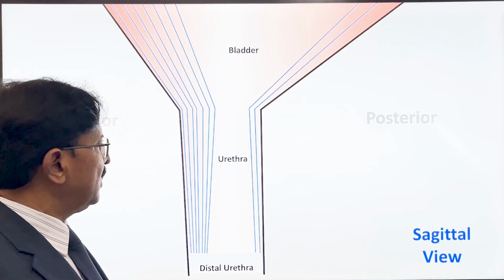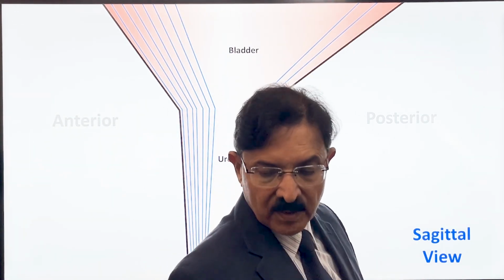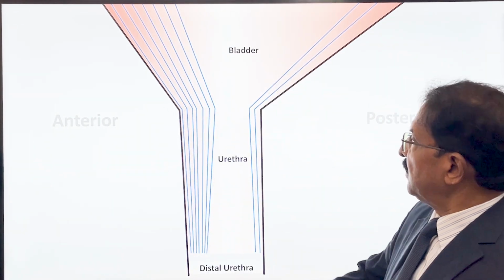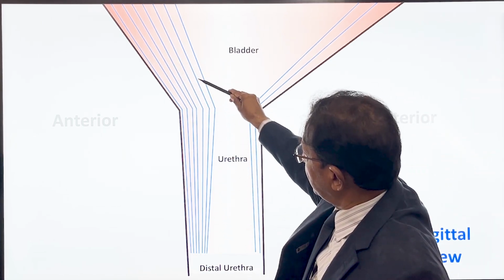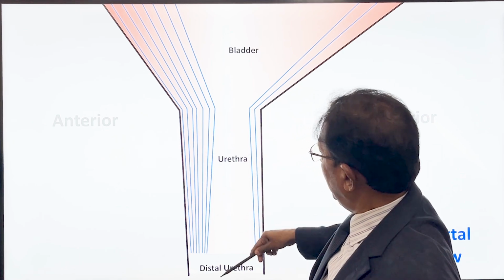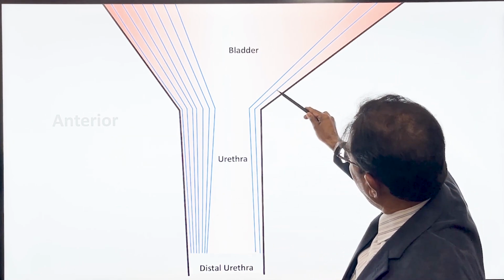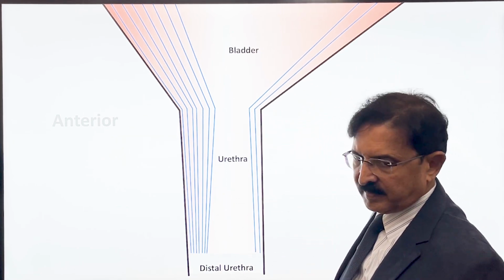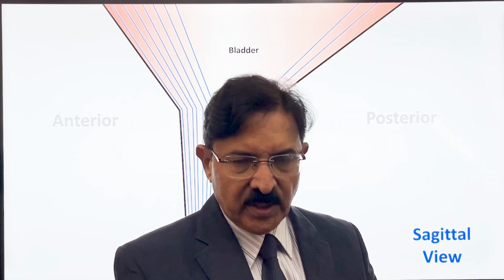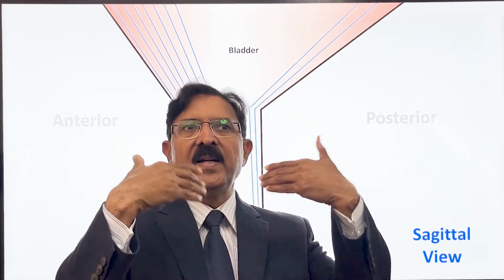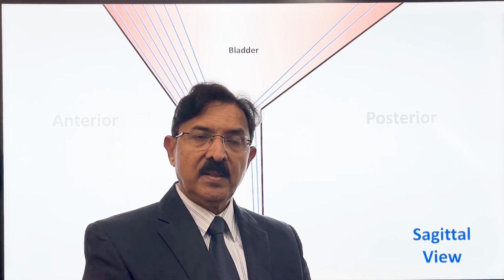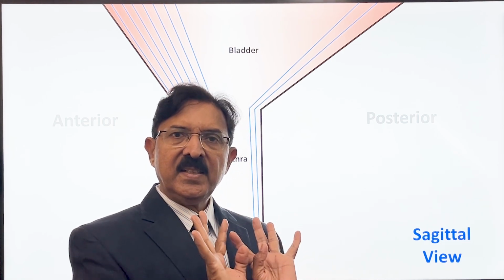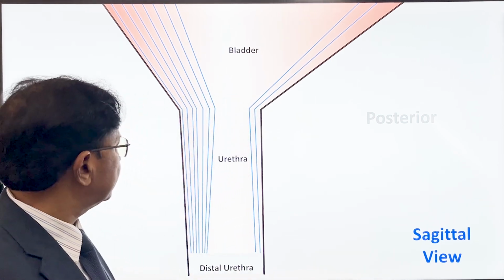If you see these muscles in a sagittal view, you will notice that most of the muscles are placed in the anterior part of the urethra. And in the posterior part of the urethra, there are hardly any, very limited. If you see the urethra in a cross section, you notice anteriorly a lot of muscle bulk. I'm talking of longitudinal smooth muscles. And as you come posteriorly, they become thinner and thinner.